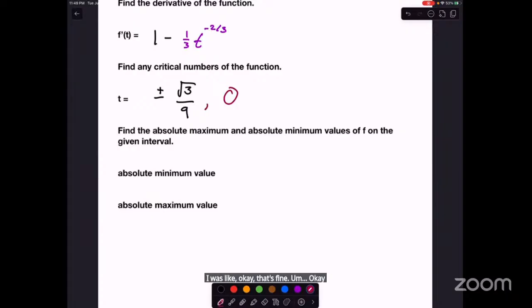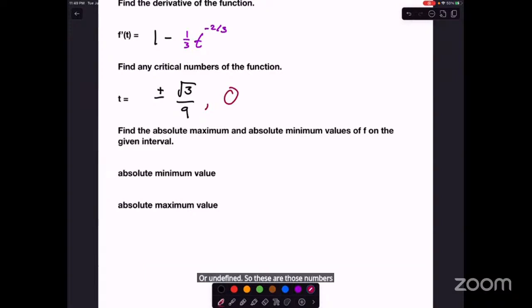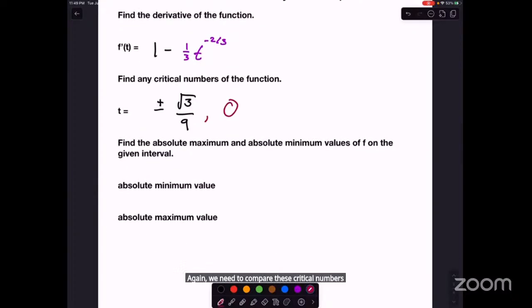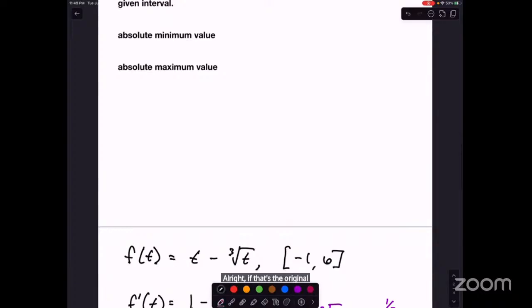Okay, so again, the critical numbers come from the values of t in this instance that make the first derivative either 0 or undefined. So these are those numbers that I got. Then to find the absolute max or the absolute min, we need to compare these critical numbers to the endpoints, that -1 and that 6 that we were given. So essentially what we're going to do is make a table. We can say t versus f of t.